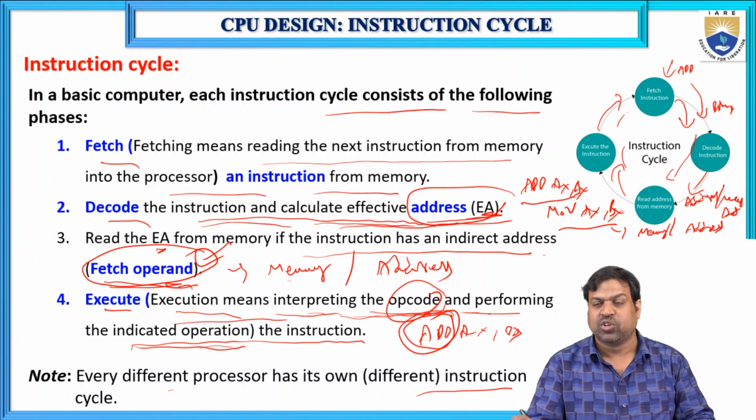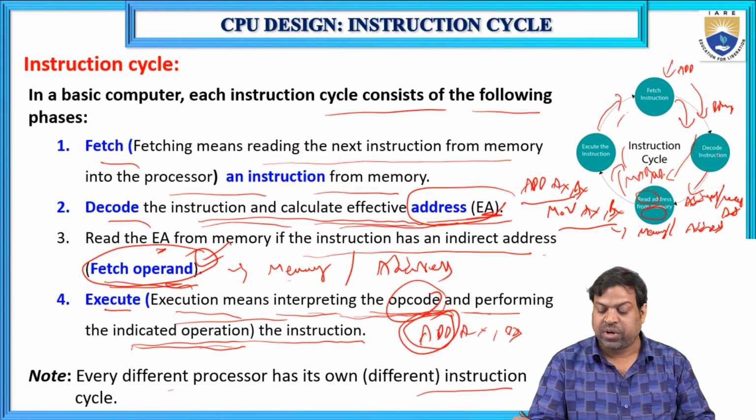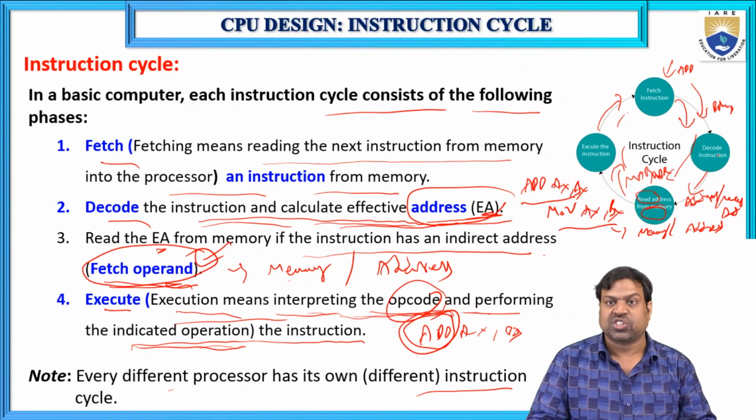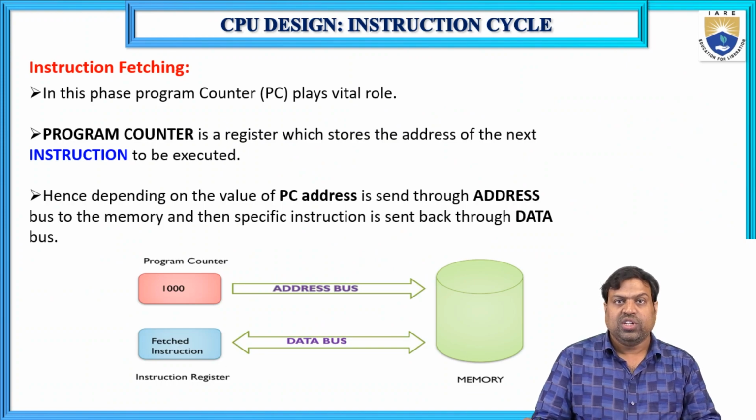So for every instruction I need a fetch, decode, and read or write to memory, then executing the instruction. Read address from the memory and MAR, memory address register, memory data register. So every instruction needs the memory data register and memory address register, and it executes the instruction and goes for the next fetch instruction. So instruction fetching.